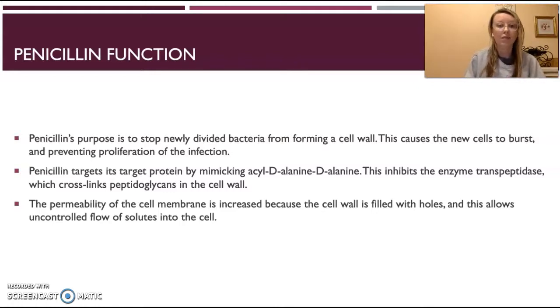And the permeability of the cell membrane is increased because the cell wall is full of holes, and this allows uncontrolled flow of solutes into the cell, which then leads to it bursting.